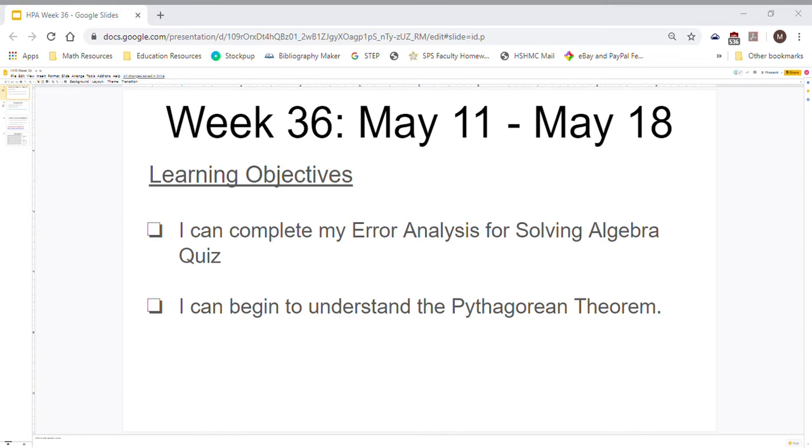The second objective is I can begin to understand the Pythagorean theorem. So we're starting a new unit, our last unit, called Pythagorean theorem, and it involves the sum of the area of squares. You'll learn more about that in another video.